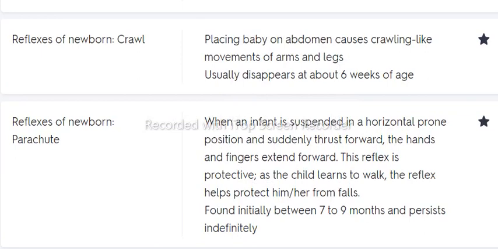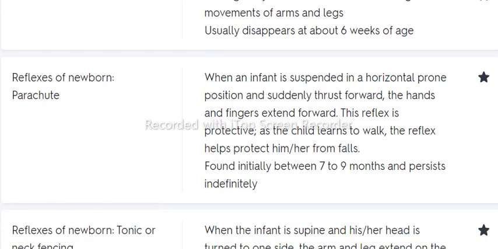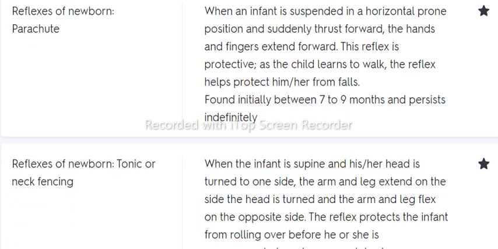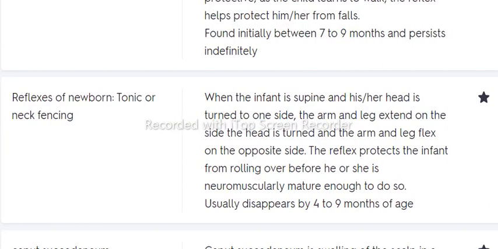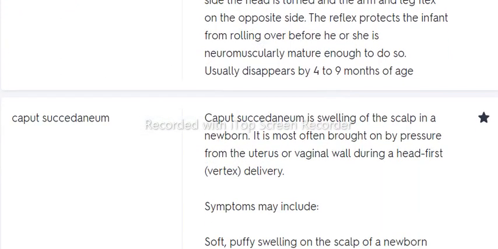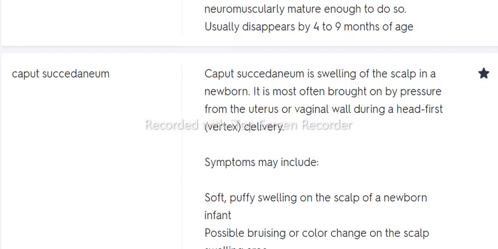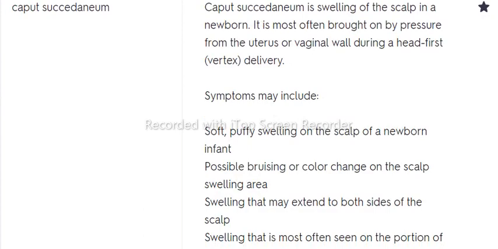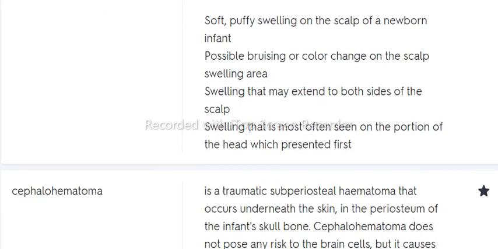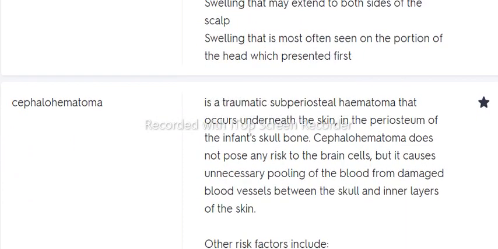Reflexes of newborn. Parachute: when an infant is suspended in a horizontal prone position and suddenly thrust forward, the hands and fingers extend forward. This reflex is protective. As the child learns to walk, the reflex helps protect him or her from falls, found initially between 7 to 9 months and persists indefinitely. Tonic or neck fencing. Caput succedaneum. Cephalohematoma.